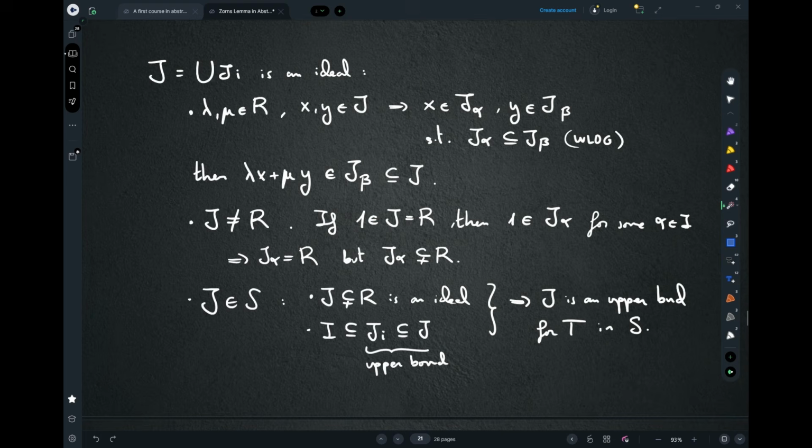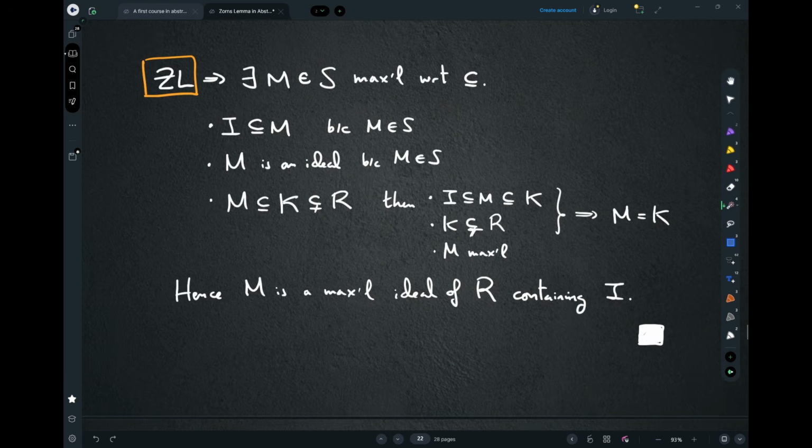Now, J is in S because J is an ideal, it is proper, and I is contained in Ji, and Ji is contained in J, so I is contained in J. So J itself is in S, and notice that J is bigger than any of the Ji's in T, so J is an upper bound in S. So we have found an upper bound in S for any totally ordered subset of S. So now we're in business and we can use Zorn's lemma.